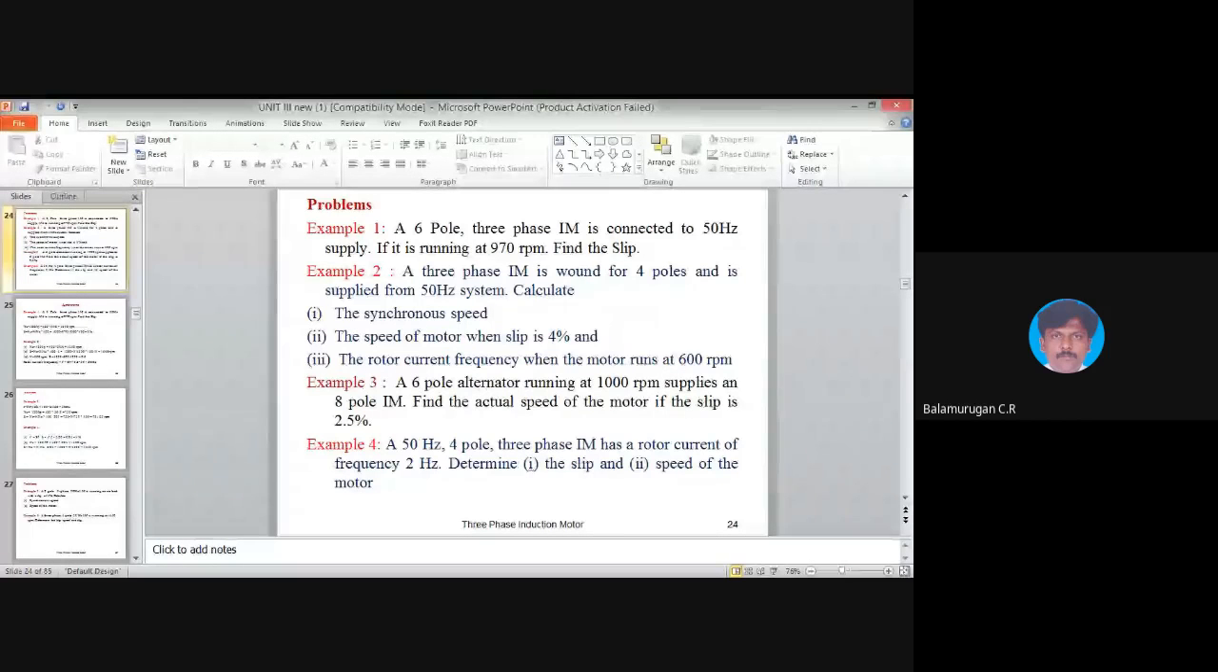Next, you are supposed to find the actual speed, N. To calculate N, you go to this formula, multiplied by 100. But before that, you are supposed to find the frequency for this motor. Frequency is equal to Pn by 120. From this, calculate the frequency. First step, tell the frequency.